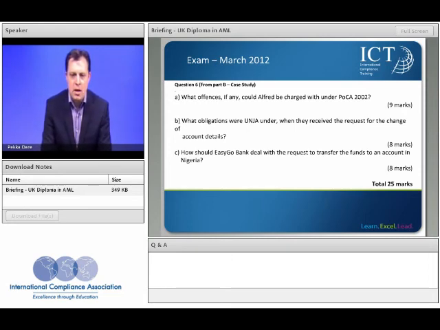A, what offences, if any, could Alfred be charged with under the Proceeds of Crime Act? B, what obligations was the Olympic Committee under? And C, how should the bank deal with the request to transfer the funds? So this question will require an application of the law and good practice to a fact-based scenario. And again, in the study materials and the workshops, we will prepare you with the skills and the ammunition to answer a question of this type.